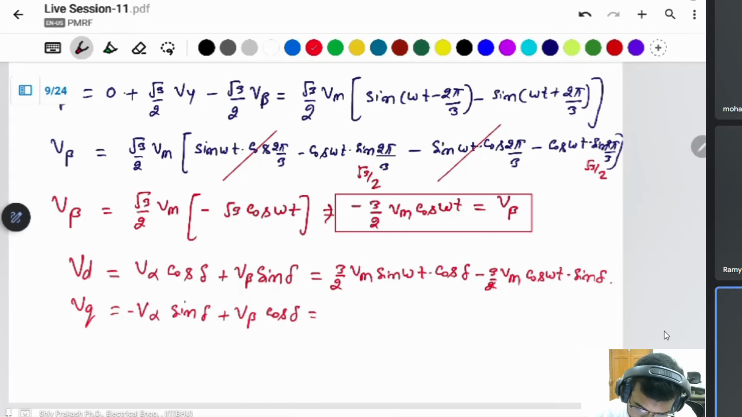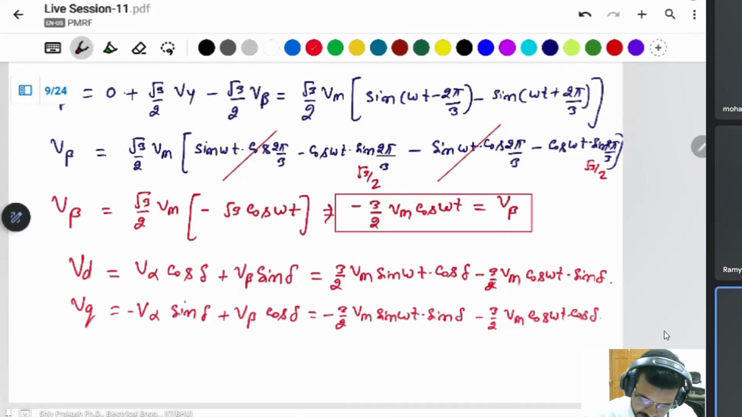Same thing here, minus of V alpha. V alpha is 3 by 2 Vm sin omega t into sin delta. Then V beta is minus 3 by 2 Vm cos omega t into cos delta.